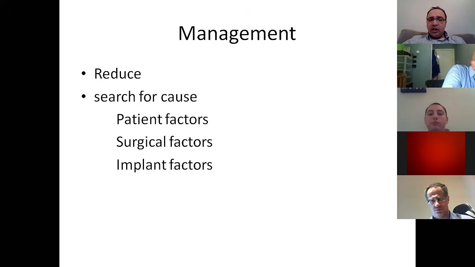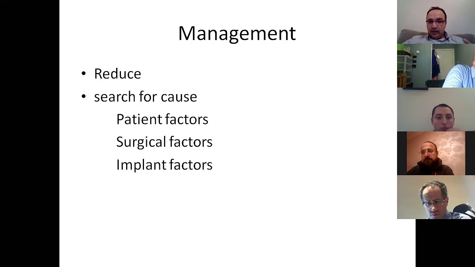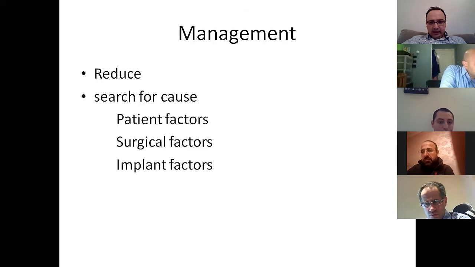And then I would like to search for the cause. And now you're starting to score points. The quicker you can get to this stage, the better for you. So, management: reduce, and search for the cause. For the cause, there are three factors: patient factors, surgical factors, and implant factors. Once you get to these, the examiners will relax, and you are really on your way to pass this station.